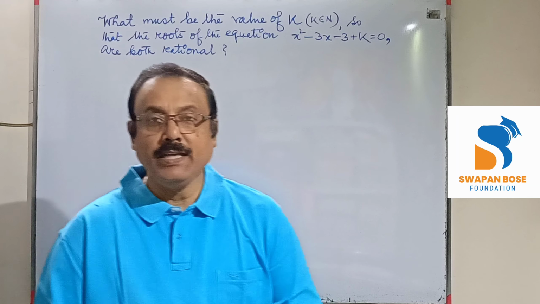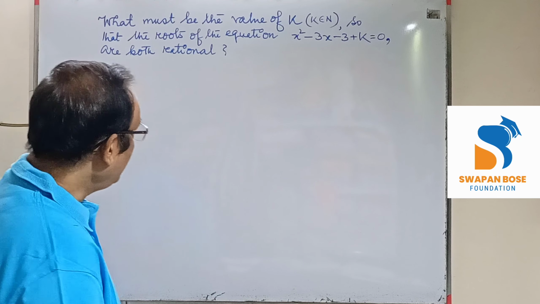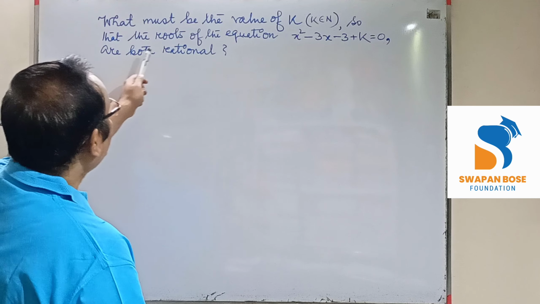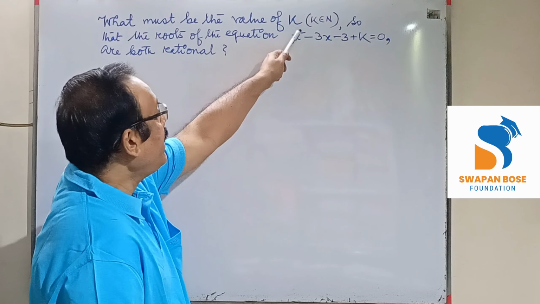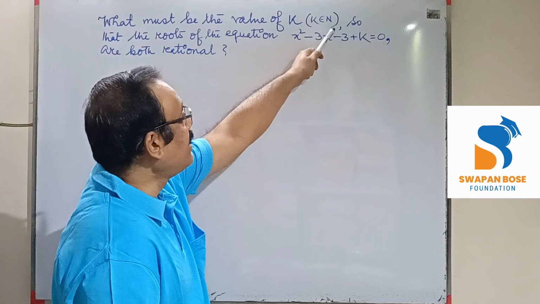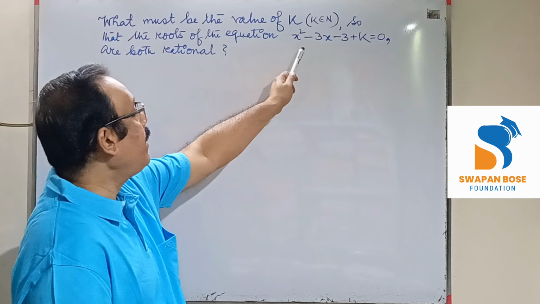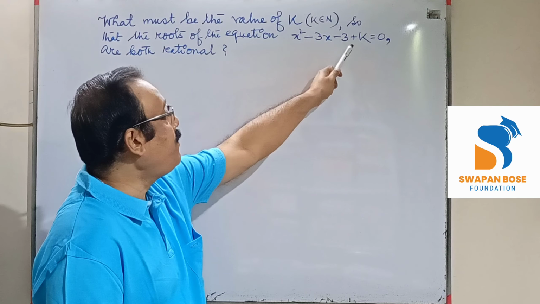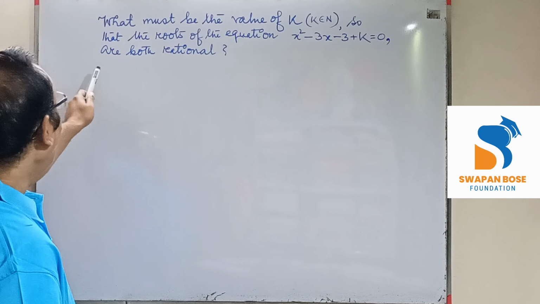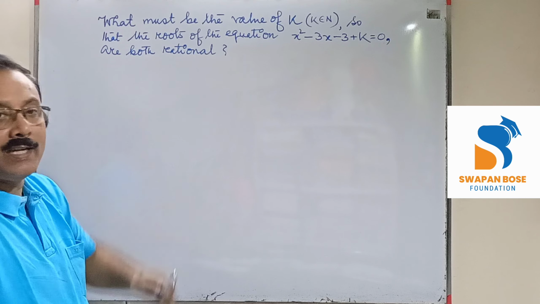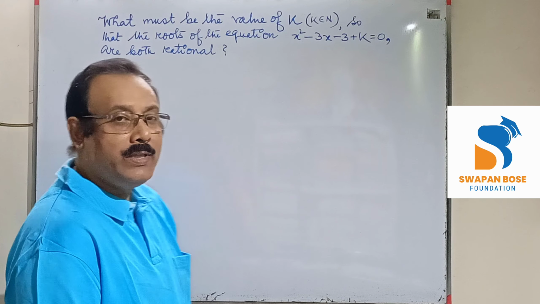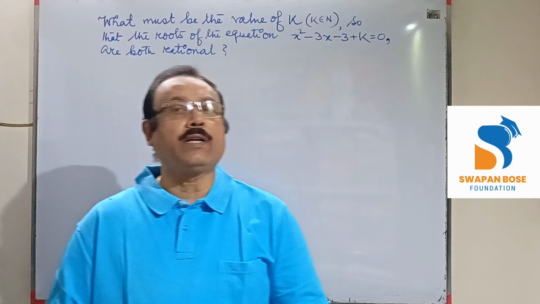Our today's question is from quadratic equation. The question is, what must be the value of k, where k belongs to natural number, so that the roots of the equation x square minus 3x minus 3 plus k equal to 0 are both rational? I tell you, this is a very uncommon question for class 10.